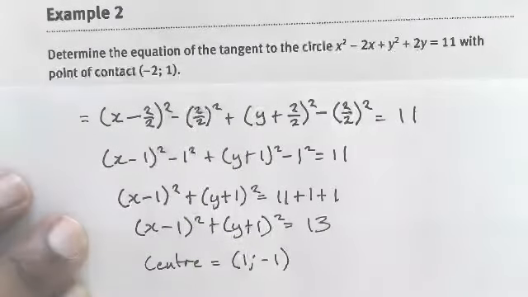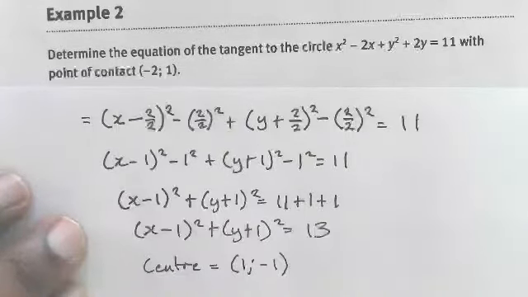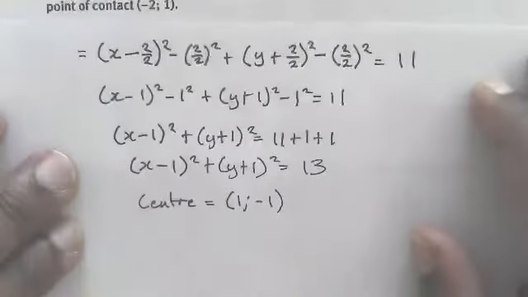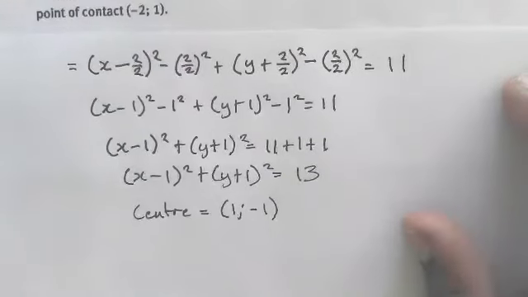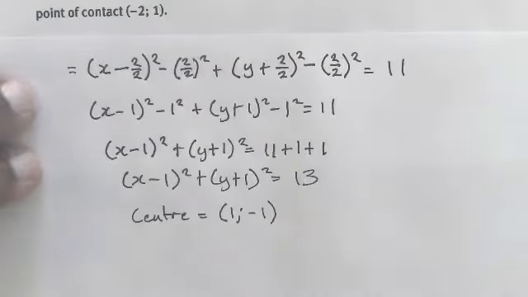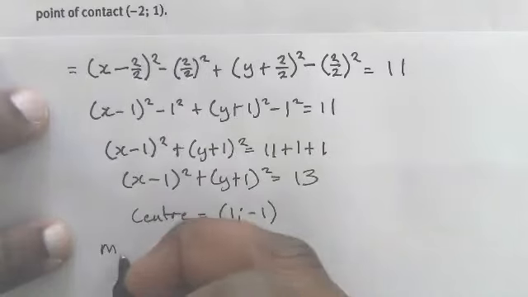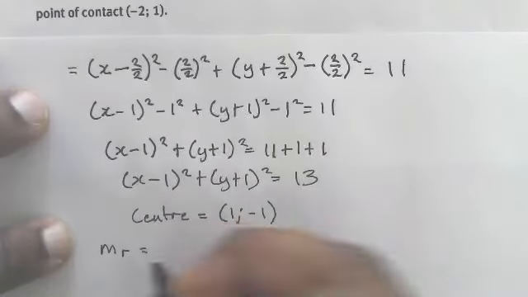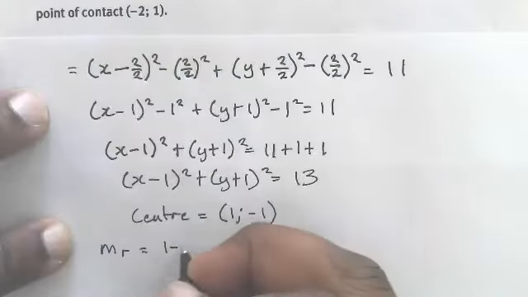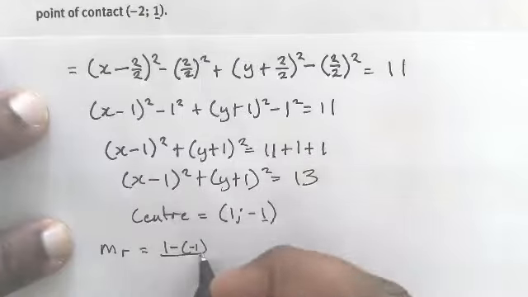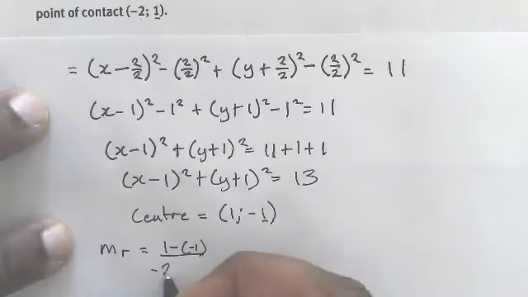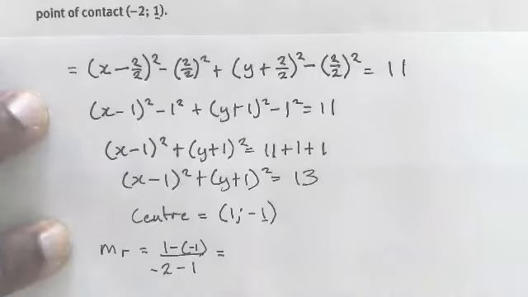Because this center and this point of contact, that's where I'm going to get my gradient from. We don't really need to actually sketch this circle after all. Well, you can sketch it if you just want to have fun with it, but it's not really necessary. Because you're just going to do this. Okay, I still need the point of contact in the picture so that I can find the gradient of the radius. What is it? Change in y, so that's 1 minus negative 1. Remember the y2, y1. Divided by change in x, so that's negative 2 minus 1.